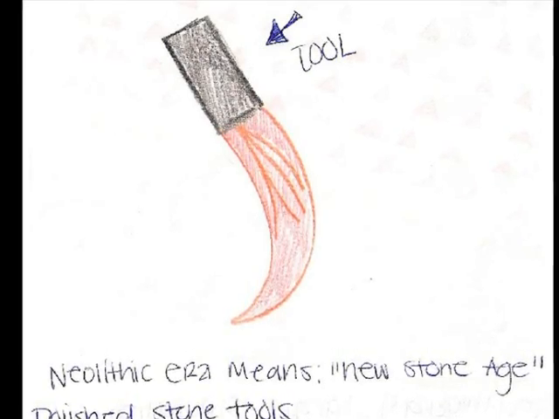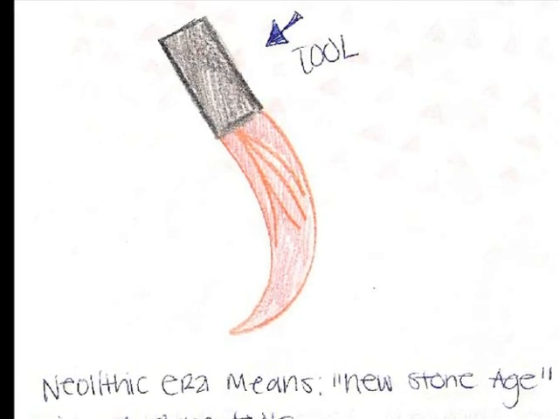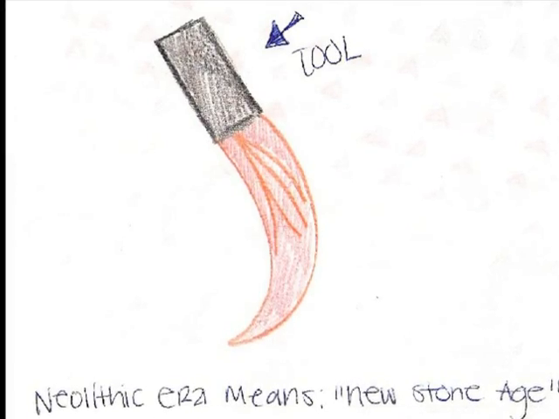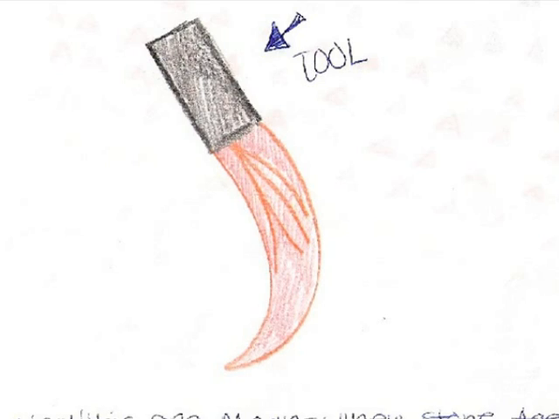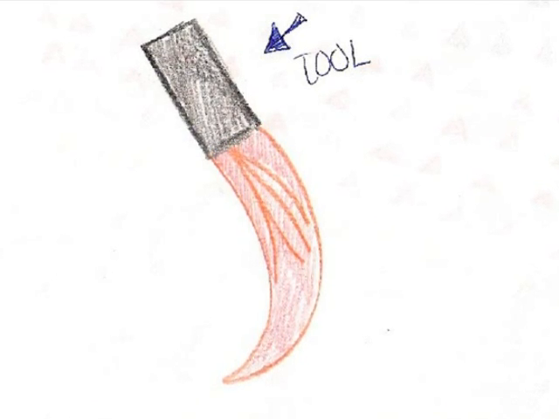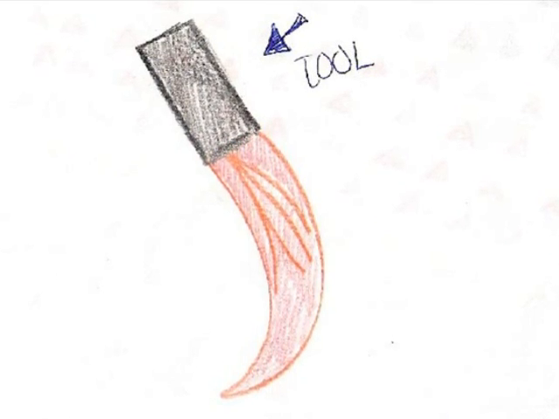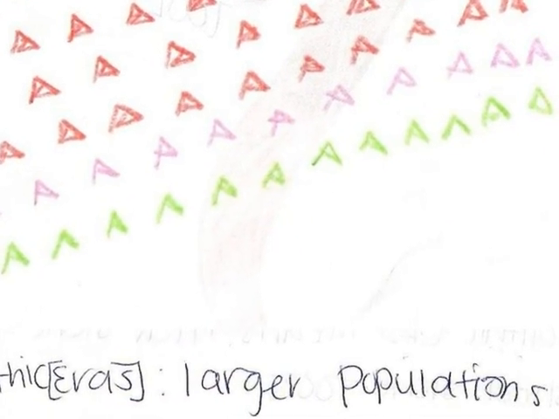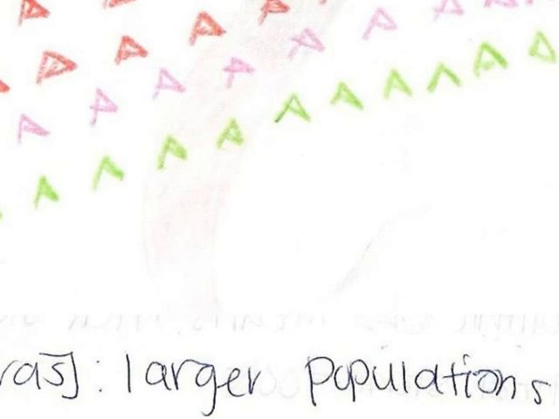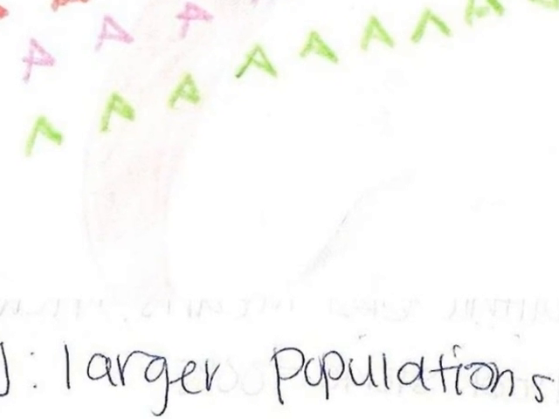Around 10,000 BCE begins the Neolithic Era, which literally means the new Stone Age. We see a transformation where human tools evolve to support agriculture, the cultivation of vegetation. Another significant feature of the Neolithic Era is the growth of large populations.